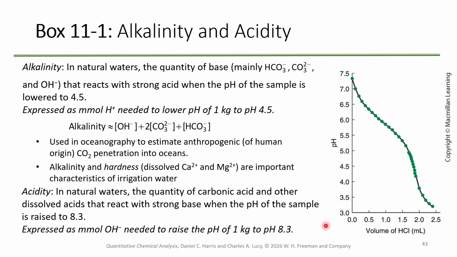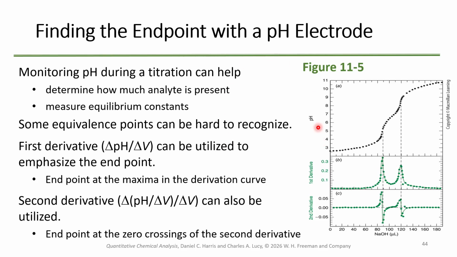Now, if we express the millimoles of OH minus needed to raise the pH of 1 kilogram to pH 8.3, we would actually get the alkalinity and acidity of that system. This is actually what that pH versus the HCl looks like, in case you're wondering. So when you're monitoring pH during a titration, it can help in several different ways. We can determine how much analyte is present. We can measure the equilibrium constants. This is what it actually looks like. Here's the pH right here, versus the volume of base we're adding.